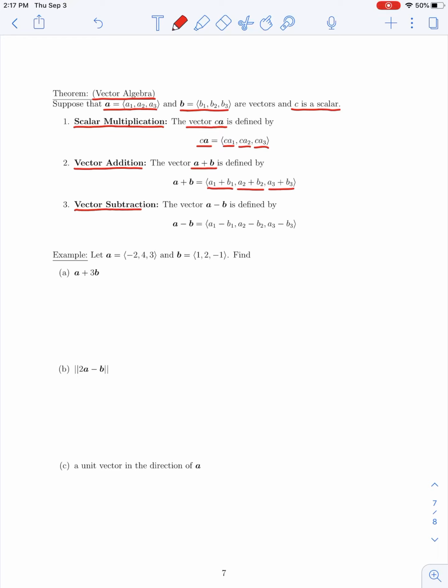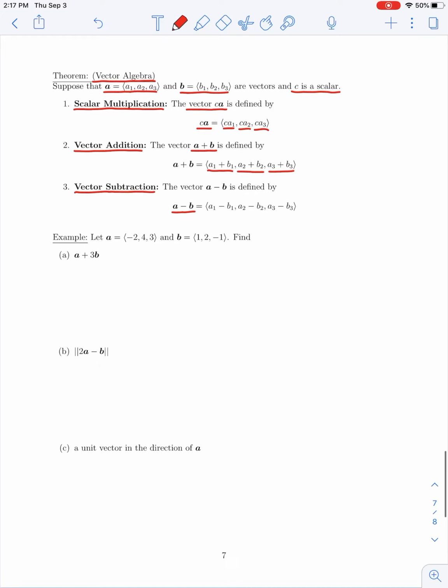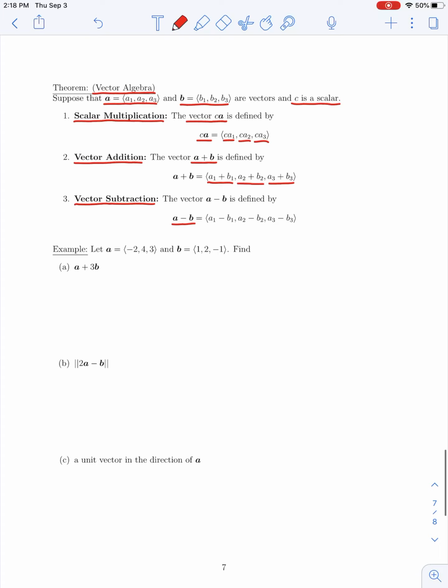Then our last operation, vector subtraction, is denoted as A minus B, where the components of this difference are defined component-wise. So the first component would be A1 minus B1, the second component is A2 minus B2, and my third component is A3 minus B3. And the geometric interpretation of scalar multiplication, vector addition, or vector subtraction is the same as what we saw in section 2.1.